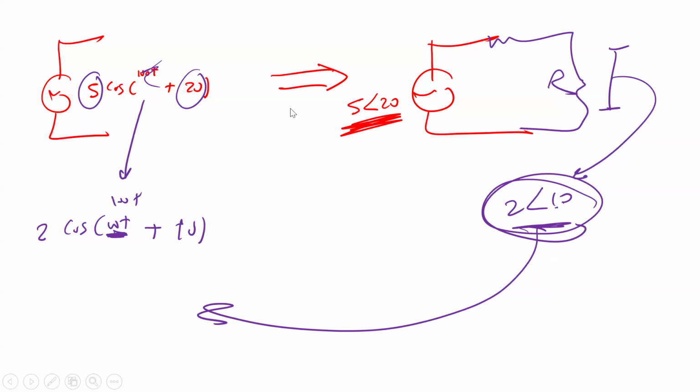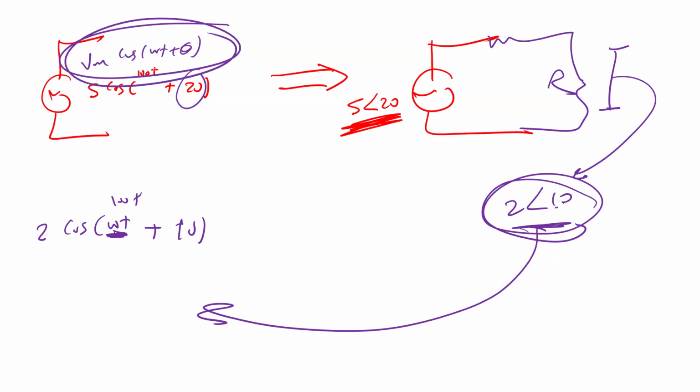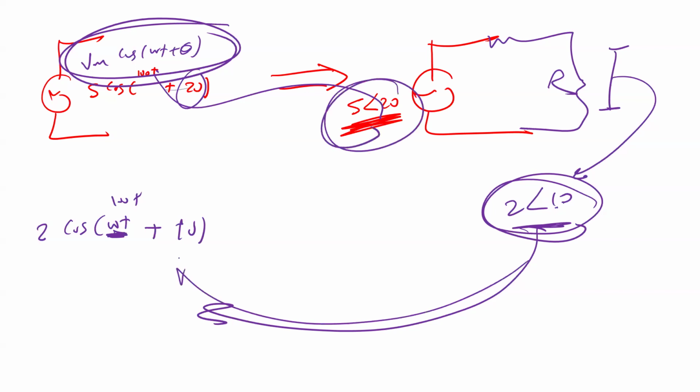Okay, good. So now I'm expecting that the standard format for sources has to be this way: Vm cosine omega t plus theta. If it is this way, you can proceed this way. Theta can be 0, positive, or negative, whatever it is, it doesn't matter. Theta can be 0. But this is the standard format I have to use to map it to complex numbers and then to go back this way, okay?